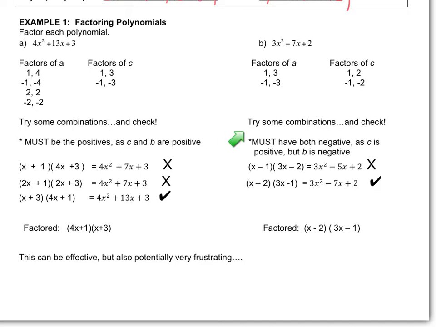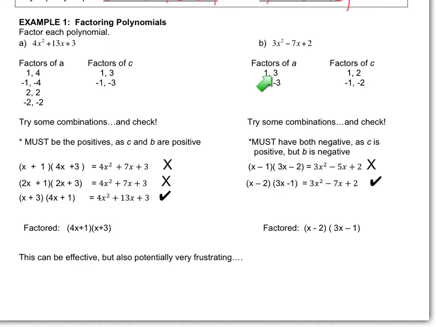Try some combinations. Now this time, because we're trying to create a negative number in the middle, both have to be negative or both positive, but because they have to be negative, they both must be negatives. So here's where I'm going to try this. The 1 and the 3 and the -1, -2 does not work.